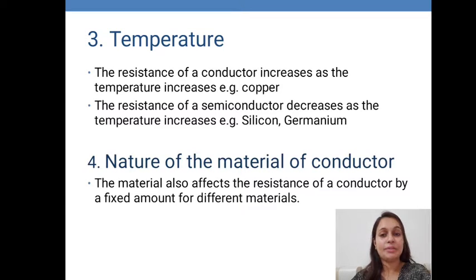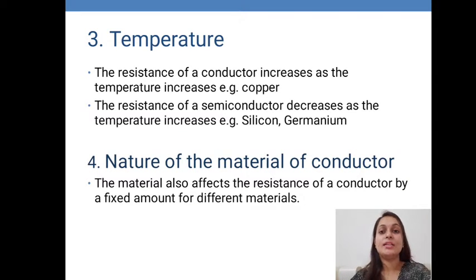Why does this happen? Because in conductors, when the temperature is increased, there will be more number of collisions among the free electrons, and this large number of collisions increases the resistance of the conductor. It does not allow the flow of the current through the conductor.